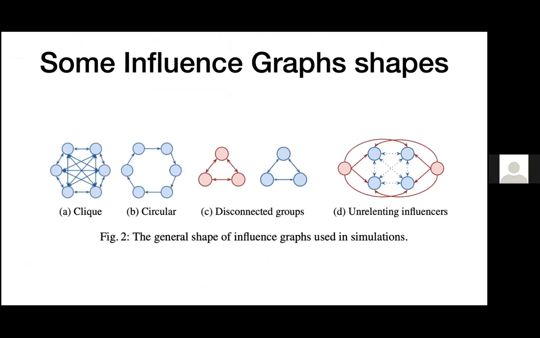So let's see what the simulations give us. We consider the following influence graphs: clique graphs, circular graphs, disconnected groups, and unrelenting influencers. This is the scenario where you have two strong influencers that influence everyone else, or some people, but they don't actually get influenced. This is the case with big corporations, big network companies, or big political leaders, for example.